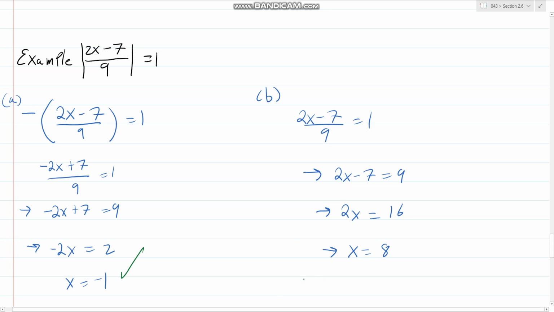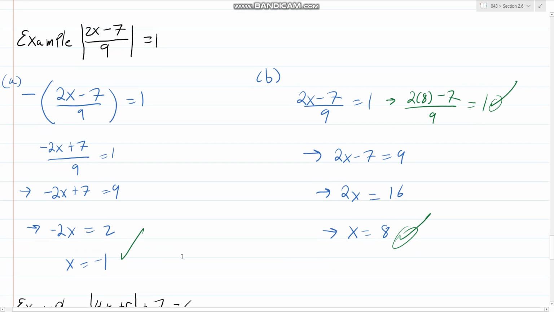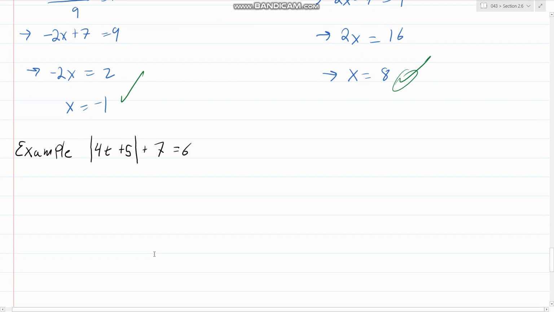Let's try 8. So if x equals 8, what happens? Well, this will become (2 times 8 minus 7) over 9, and we're claiming that it equals 1. So that would be 16 minus 7 divided by 9. Yeah, that does work, right? So we've shown that both of those work. Okay, awesome. Both of those worked, so we have two answers.